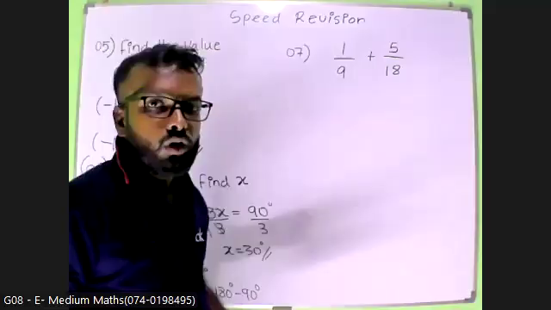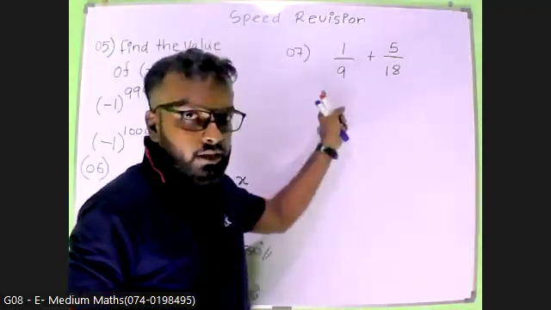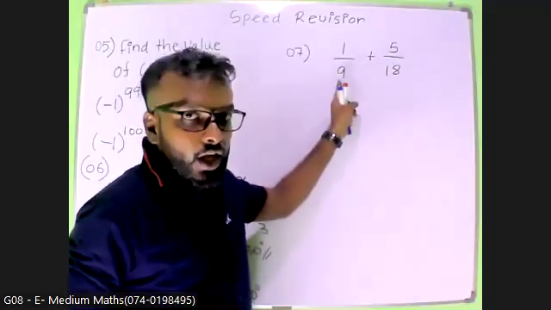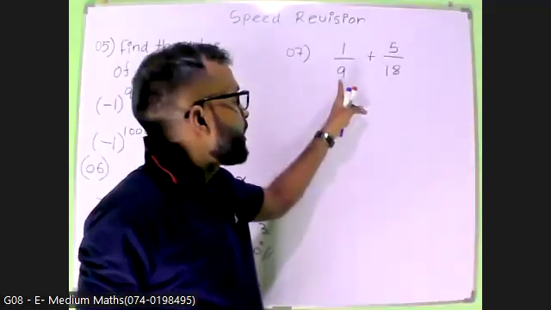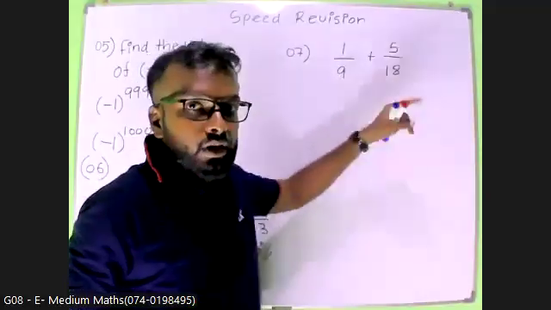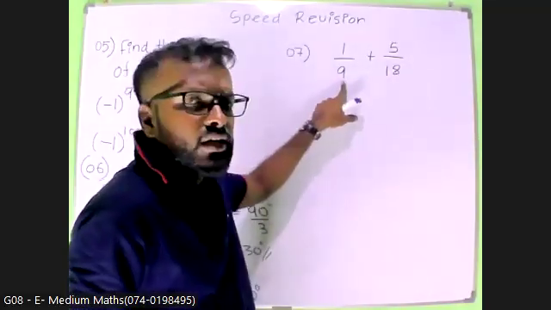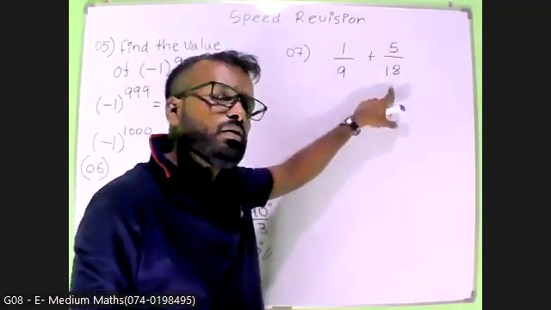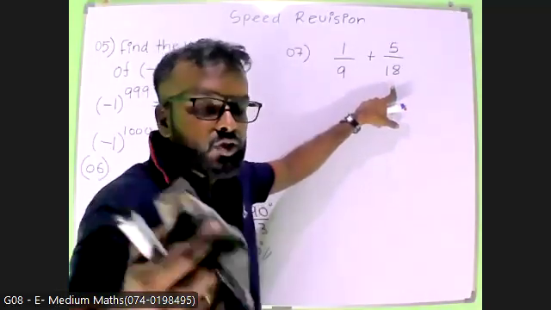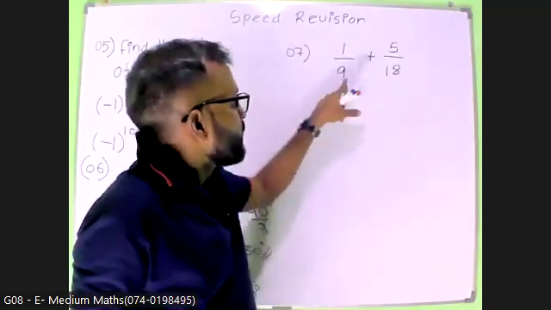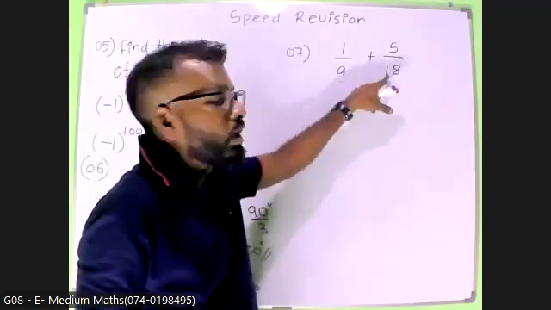So how to do? You need to make sure that you have equal denominators. Neither is equal here. So here you have 9 and 18. So you can't add this yet. You need to make sure that this denominator and this denominator are equal. So 9 and 18, what should be the least common multiple? No need to find the least common multiple, right? 18 is a multiple of 9. So 9 times 2 is 18, right?